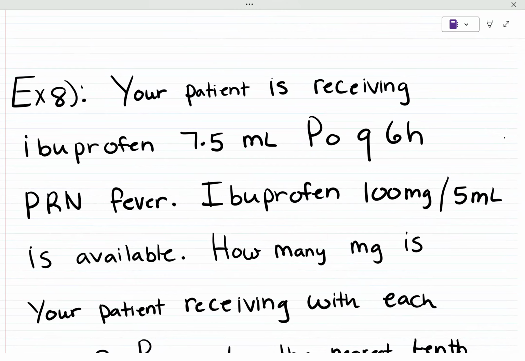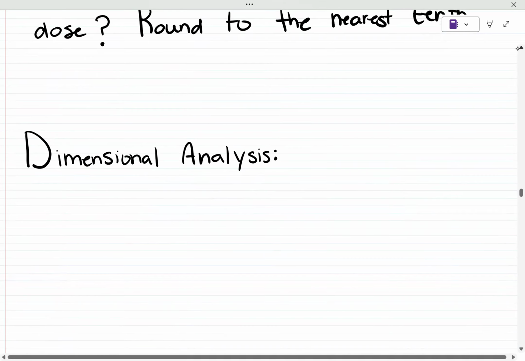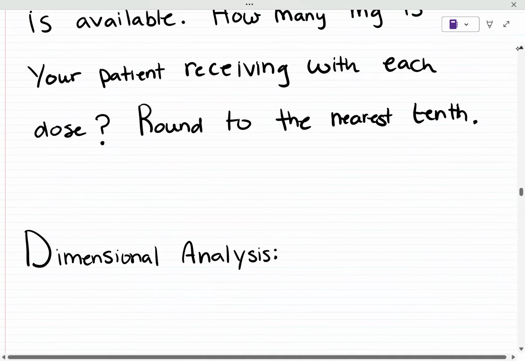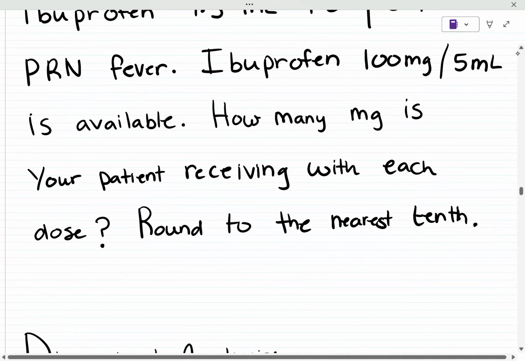Example A, your patient is receiving ibuprofen, 7.5 milliliters PO q6h PRN fever. Ibuprofen of 100 milligrams per 5 milliliters is available. How many milligrams is your patient receiving with each dose? Round to the nearest tenth.